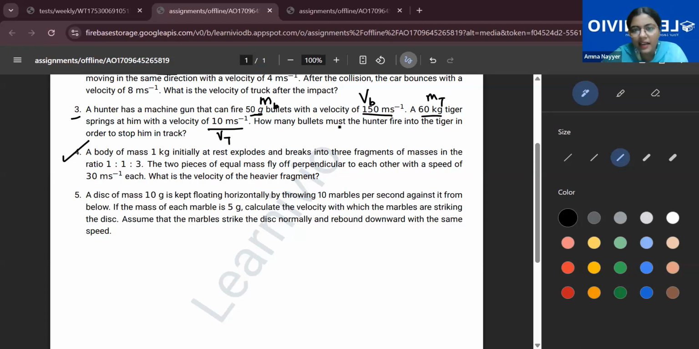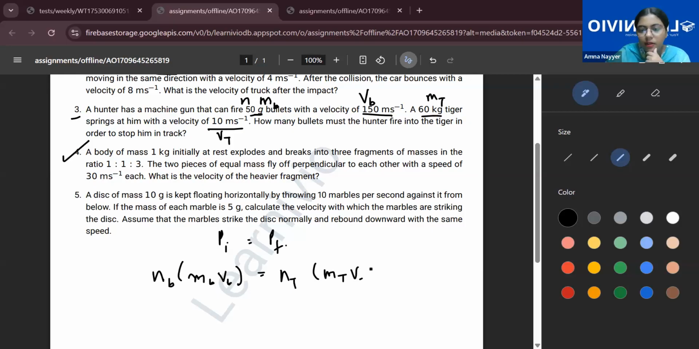See, these kinds of questions have a very big meaning in the language, but it's just that the number of bullets is missing. Tiger, how many tigers are there? Tiger is one only, this is clear from the question. But we don't know how many bullets have been shot at him, right? So we'll just say n is the number of bullets. So momentum will be conserved anyway. Number of bullets into mass of bullet into velocity of the bullet is equal to number of tigers into mass of tiger into velocity of tiger. Now, for the number of tigers, you know it's 1.